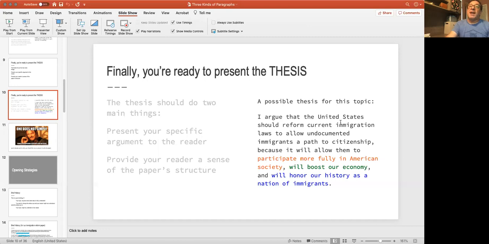In this case, in the United States, you have to pick an entity in this paper, like the United States or Texas or Austin or San Antonio. Should reform current immigration laws to allow undocumented immigrants a path to citizenship. So that is your actual proposal. That's what you were calling for.